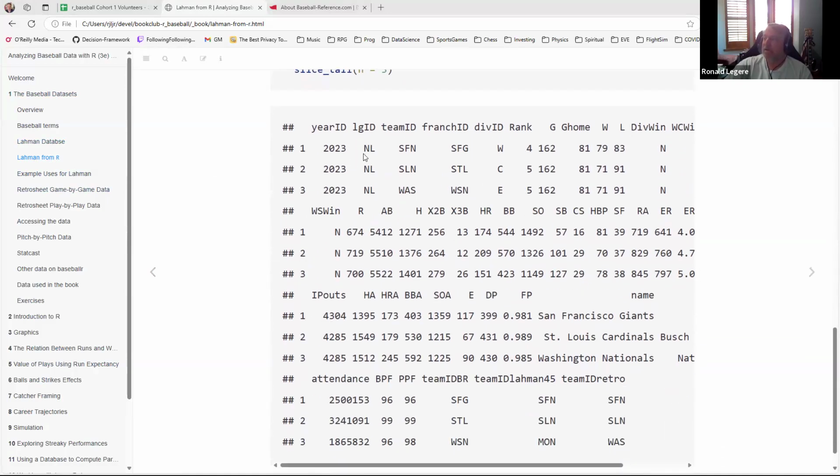So every year has the teams, what their franchise ID, what their rank was that year, how many games they won, all that high level stuff you might get from ESPN, for example. But it goes back to 1871. That's the cool thing there.